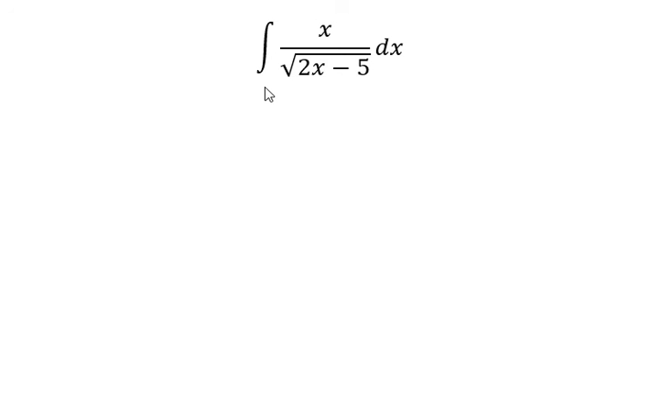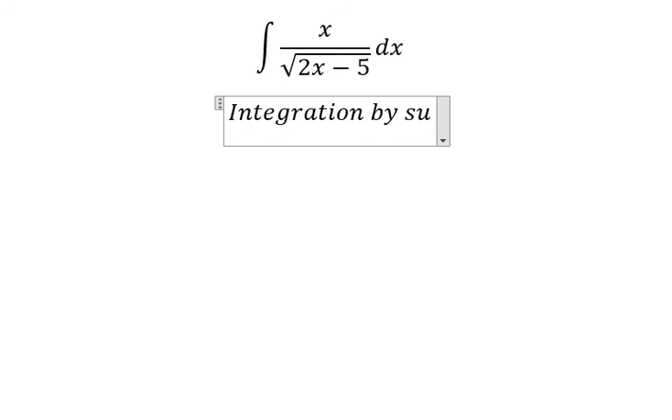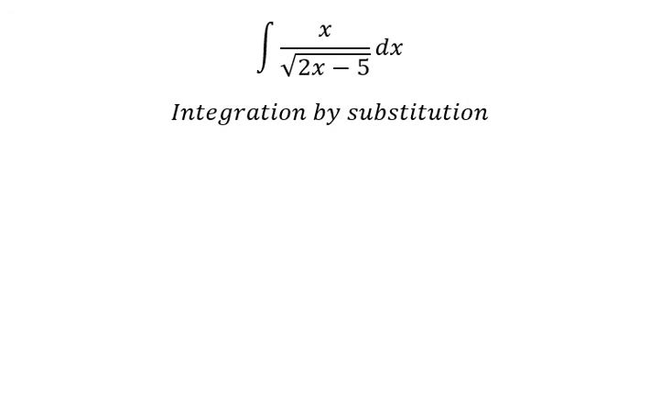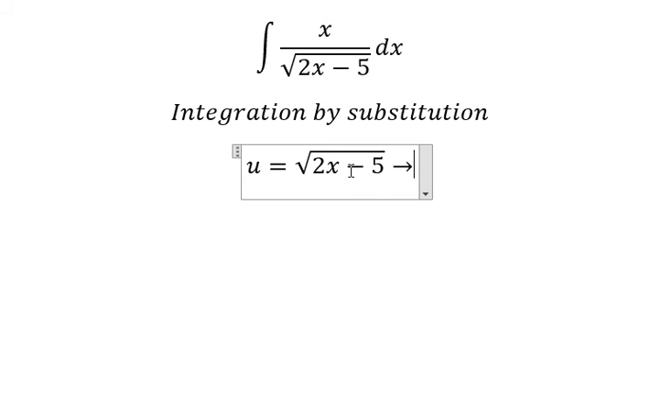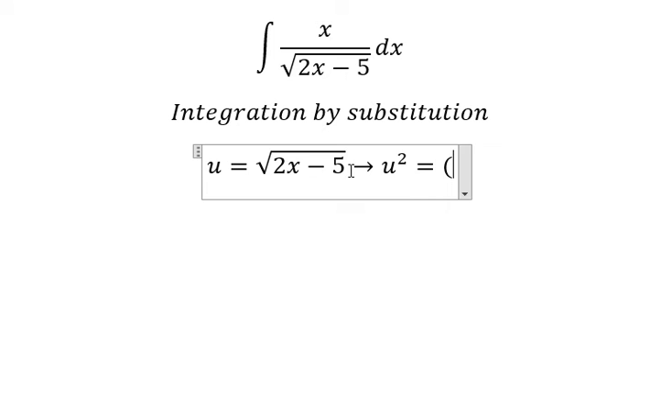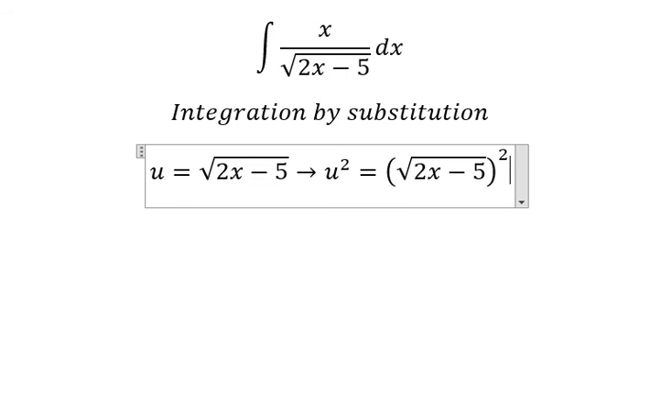The topic today is about integration. So now I will show you how to answer. We need to use integration by substitution. So I need to put u equals to this one. Later, we square both sides to cancel the square root.